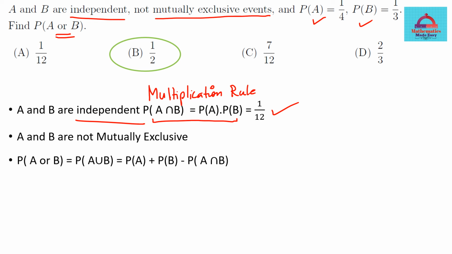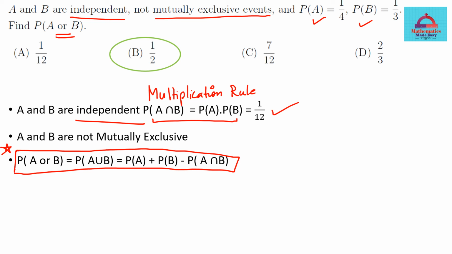Now A and B are not mutually exclusive. That means the formula is very, very important. 100% in your exam, a question is going to come which will use this one. Generally, you get a word problem or you get a problem like this also. So the probability of A or B is asked. As I told you, or represents union. So you need to find the probability of A union B. So what is the formula? Add the probabilities of A and B and subtract the intersection. Now you know all these values: 1 by 4 plus 1 by 3 minus 1 by 12.